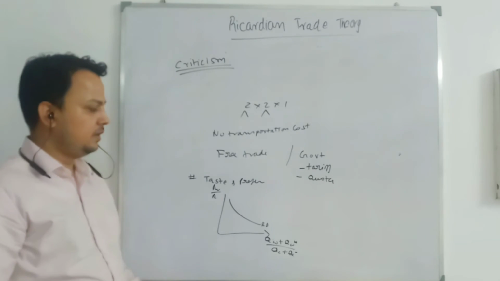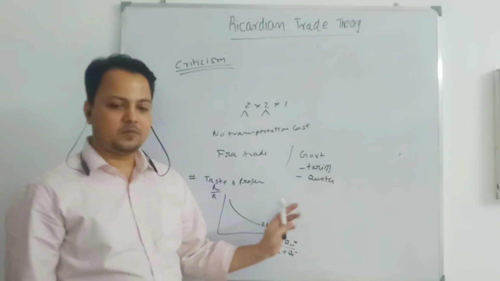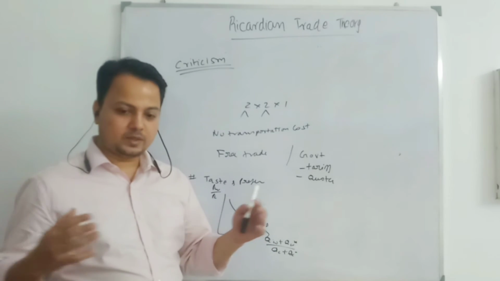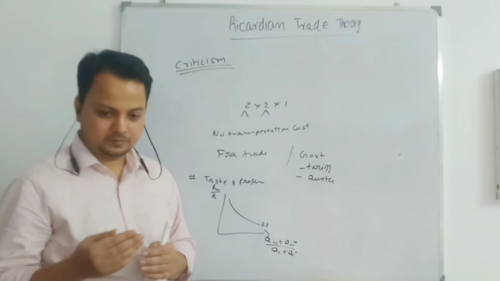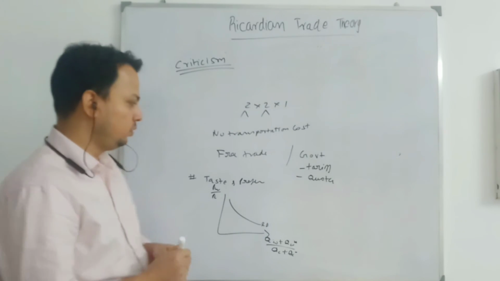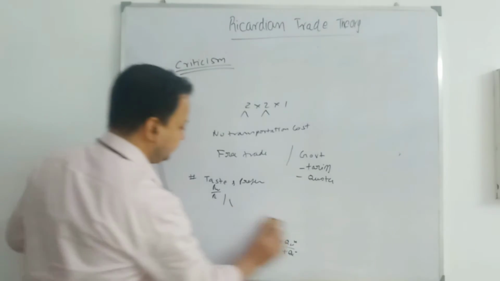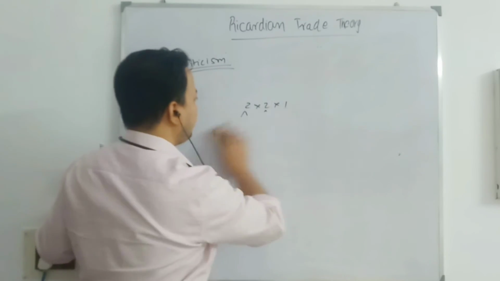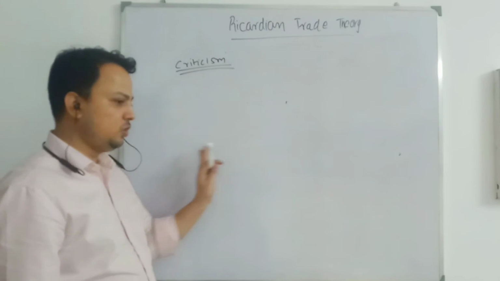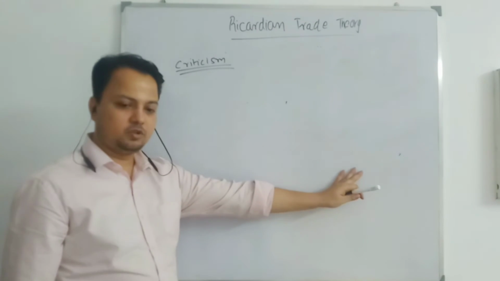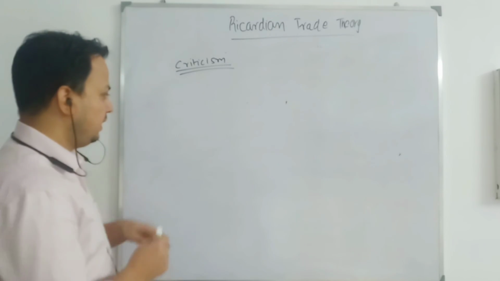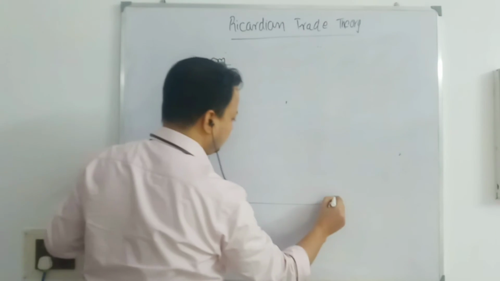The last one, here what we are saying is that when both countries trade with each other, they gain. But how this gain will be distributed, we don't know. Look at this one. We know that countries gain in the classical framework, everything in the Adam Smith theory, Ricardo theory, Heckscher theory. Countries gain.